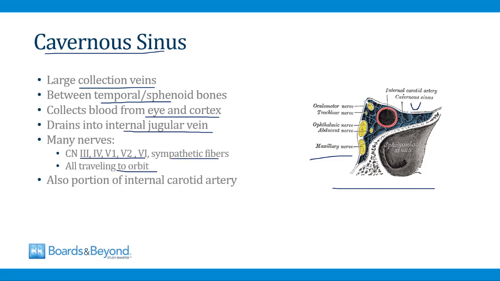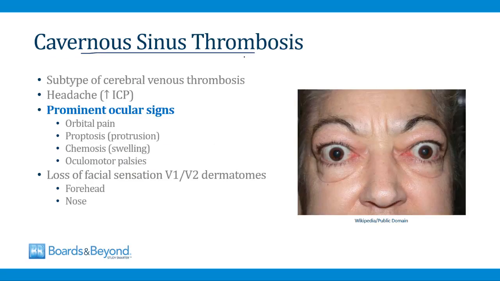In addition, as you can see in the picture, a portion of the internal carotid artery is also embedded within the cavernous sinus. So a cavernous sinus thrombosis is a subtype of cerebral venous thrombosis. And just like we talked about before, when you have a thrombosis that obstructs venous drainage from the skull, that can lead to headache and raised intracranial pressure. In addition, because the veins in the cavernous sinus drain the eye, patients with a cavernous sinus thrombosis have prominent ocular signs. So they can have orbital pain, they can have proptosis, which is protrusion of the eye on one side. This is a picture of a woman with bilateral proptosis.